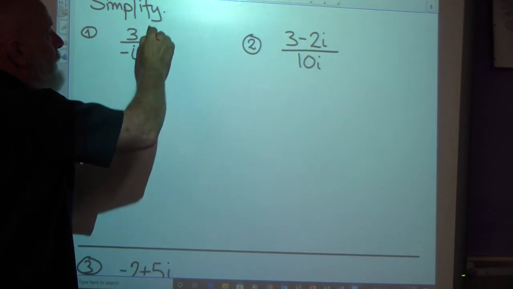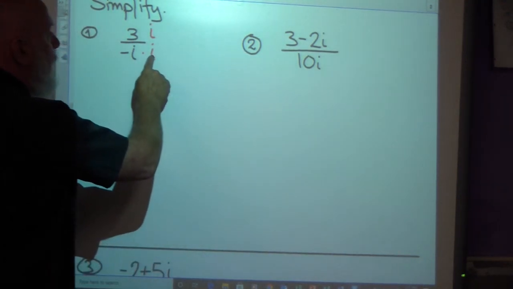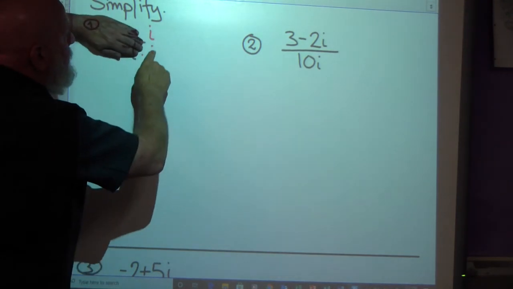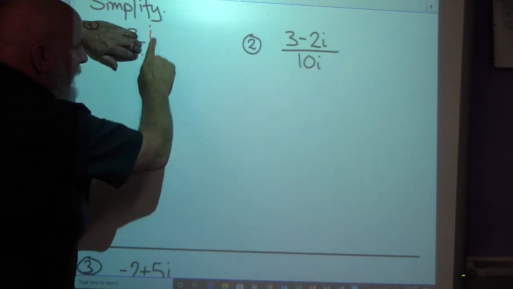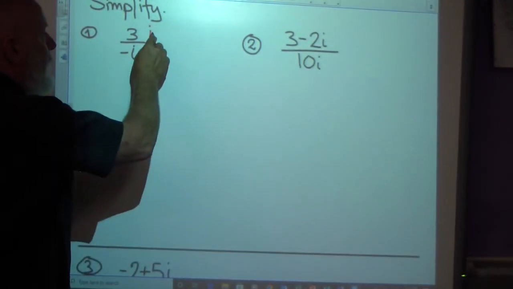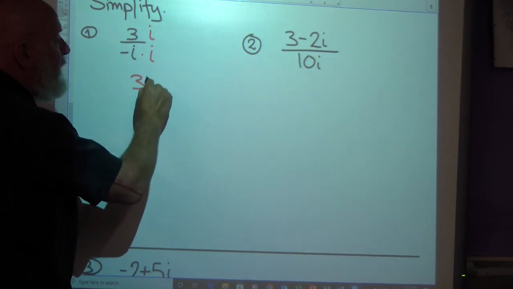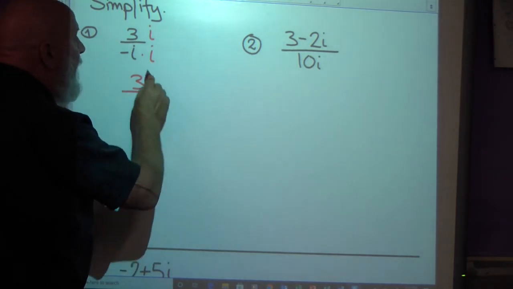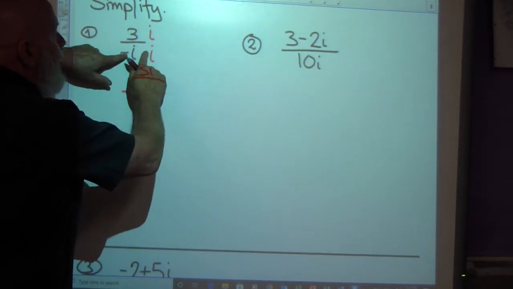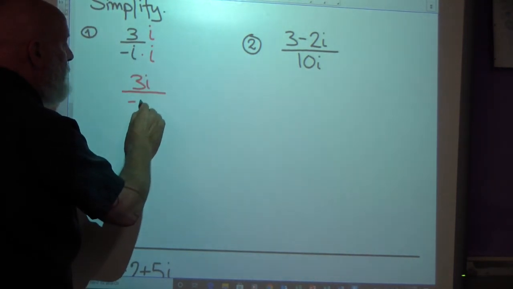I've got to multiply the top by the same thing. If you multiply the bottom of a fraction by something and multiply the top by the same thing, you've effectively multiplied this fraction by a fancy form of 1. And so I'm going to just rewrite this as 3i in the top. We can have i's in the top, in the numerator, we just don't want imaginary values in the bottom. This is negative i times i, which is i squared.